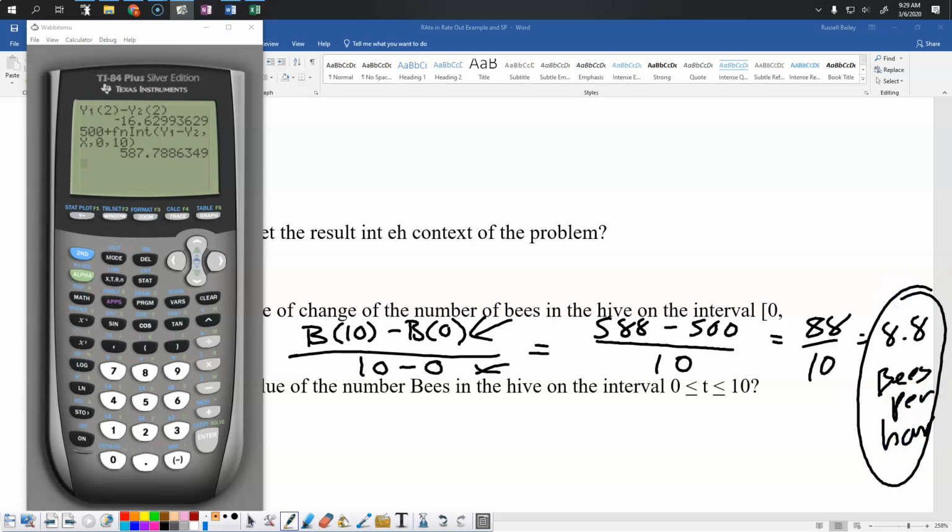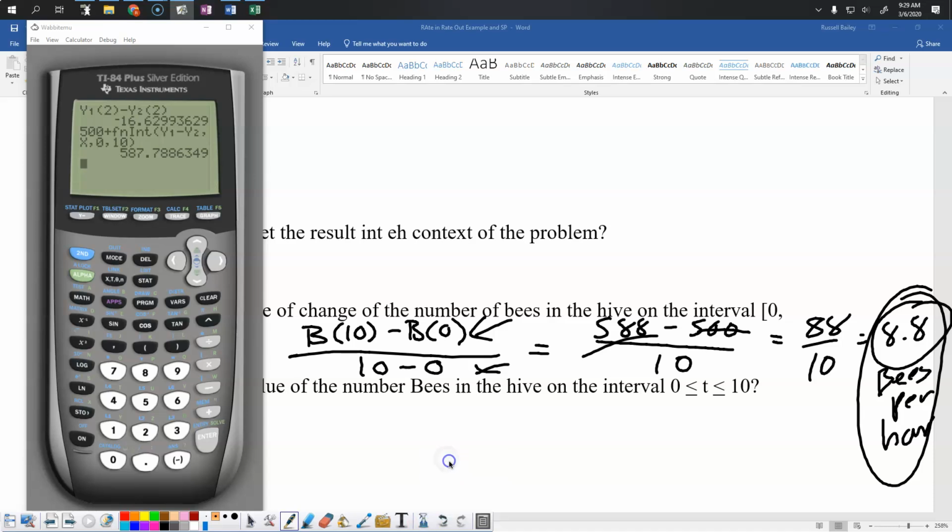So what's the average rate of change? On the total interval from 0 to 10, did the average number of bees increase or decrease over time? It increased, right? We went from 500 to 588 over a 10-hour period. So your average rate of change was an increase. So we end up with a positive average slope. Okay.